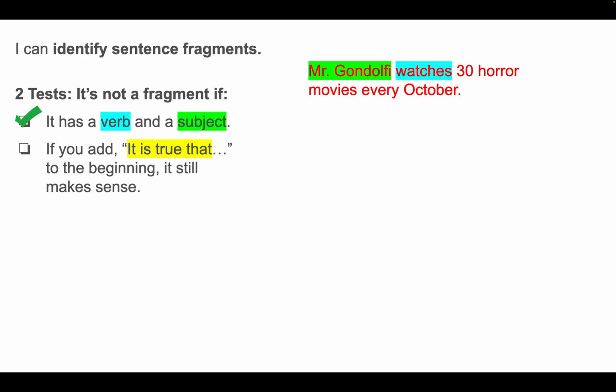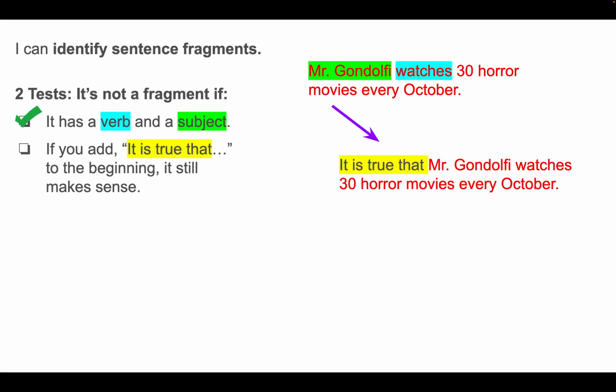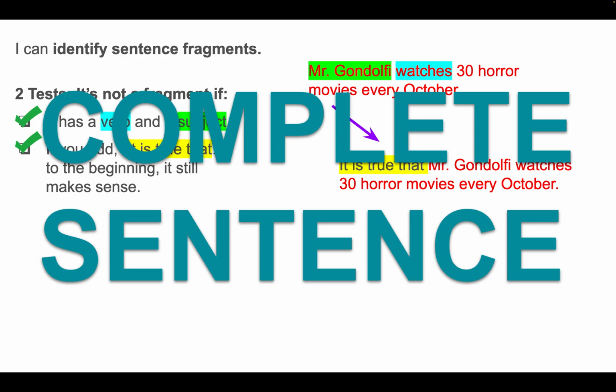But we're not done yet. We need to see if it also passes the second test. Let's try adding "it is true that" to the beginning of this text to see if it still makes sense. It is true that Mr. Gandolfi watches 30 horror movies every October. That still makes sense. So that passes our second test. Because it passes both tests, we know that this is a complete sentence, and we don't need to do anything to correct it at this point.